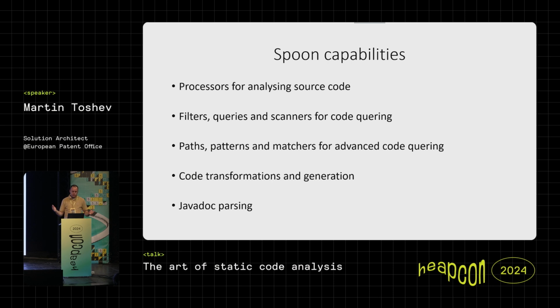It also provides a lot of extra capabilities like patterns and matchers for advanced code querying. It provides additional capabilities for code transformation and generation. It provides something that the other libraries don't provide, which is JavaDoc parsing, because JavaDoc on its own provides a separate definition language that we might want for some reason to analyze. So as part of our framework, we would like, for example, to do some additional analysis on JavaDoc. And this framework provides these capabilities.